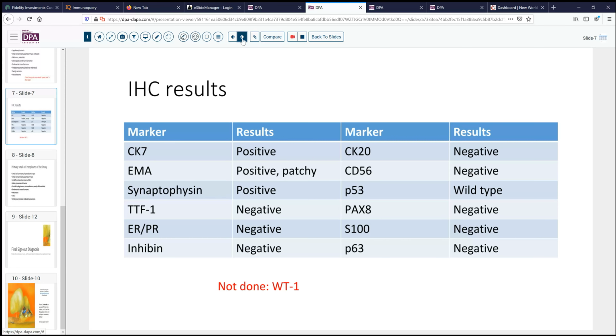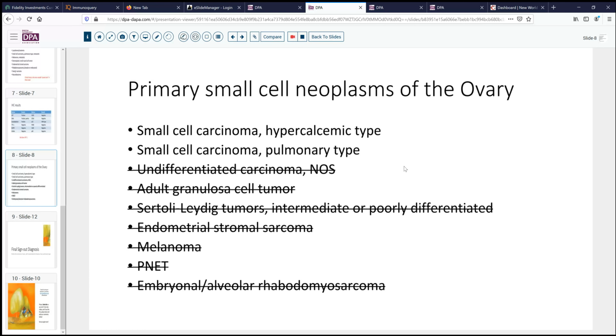So based on the immunohistochemical results, we can exclude undifferentiated carcinoma. We've got some neuroendocrine markers. We can exclude adult granulosa cell tumor, Sertoli Leydig tumor, endometrial stromal sarcoma, melanoma, primitive neuroectodermal tumor, and alveolar rhabdomyosarcoma, based on the cytokeratin results and the neuroendocrine results that we have that are staining positive, as well as the negative stains. So then we're left with these two primary small cell carcinoma differential considerations.